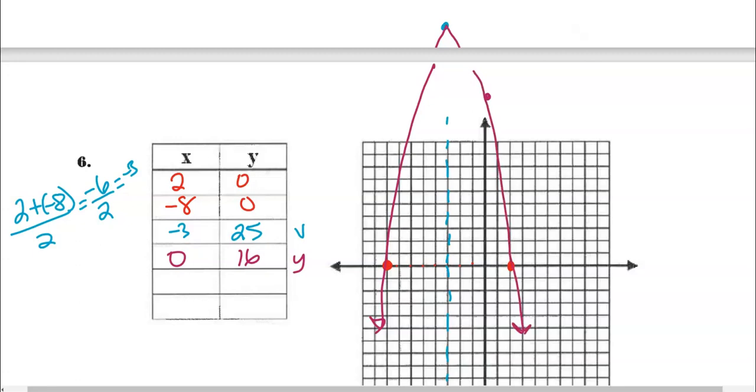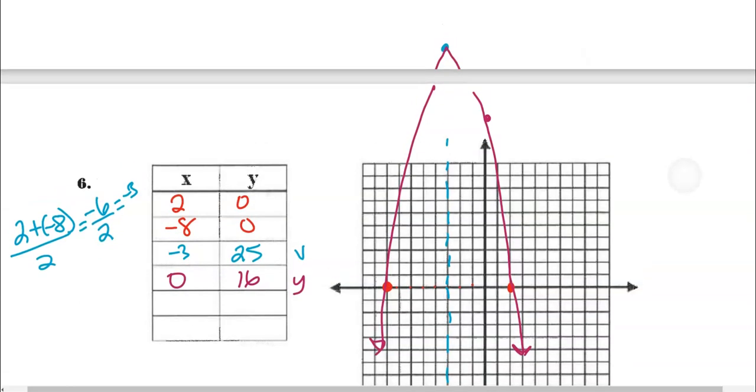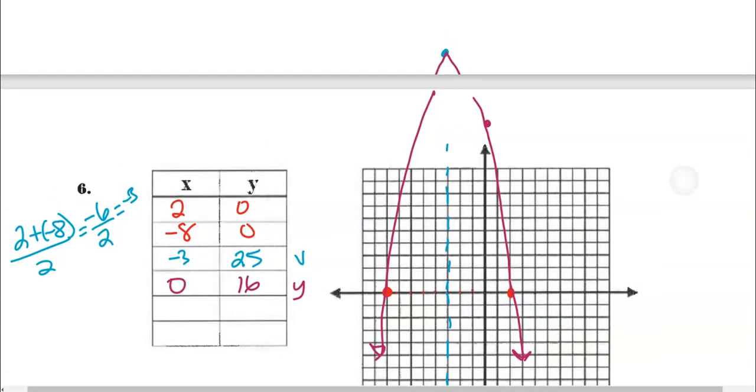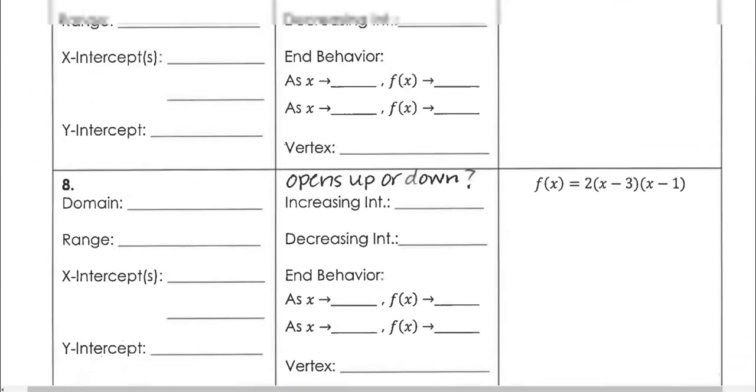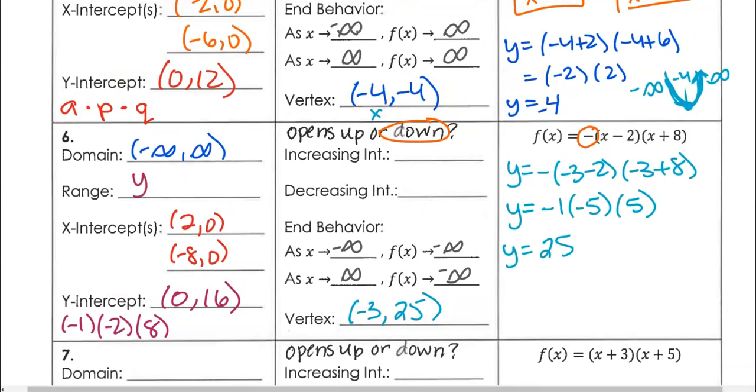Talk to your neighbor about your range. Did you talk to your neighbor about your range? Are all of the y's under or above something? They're all under my vertex. And what is the y value of my vertex? 25. So the vertex is the very, very top, right? So all of my y's are less than or equal to 25. They're all under it.